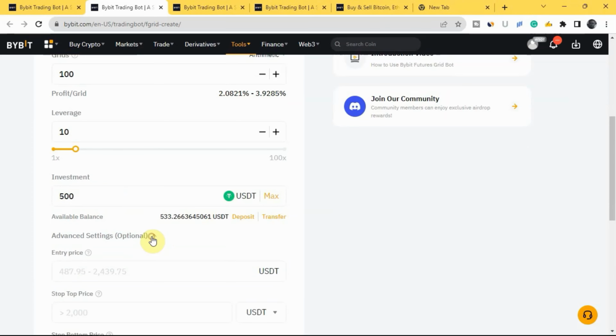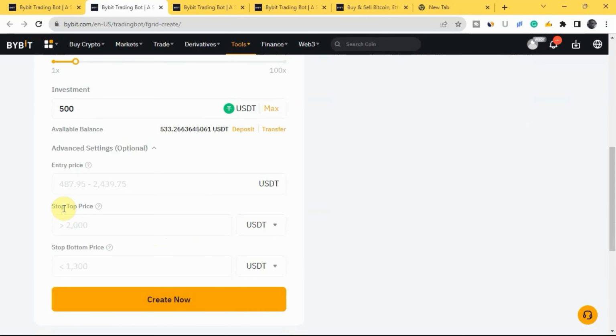And then the next thing you can do is to pick your entry price, your stop top price, and your stop bottom price. Right here, your entry price is the price at which you want the first trade to start. If you don't enter an entry price, it will start immediately. You confirm all the details.